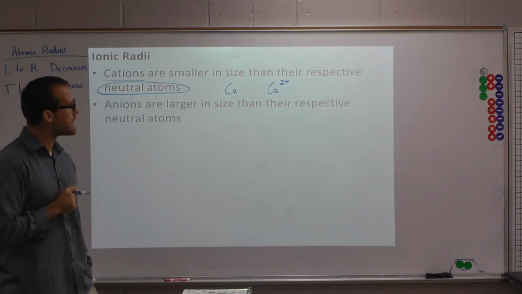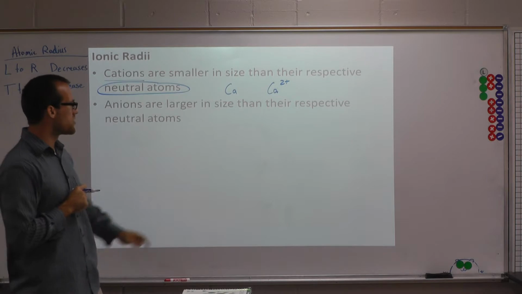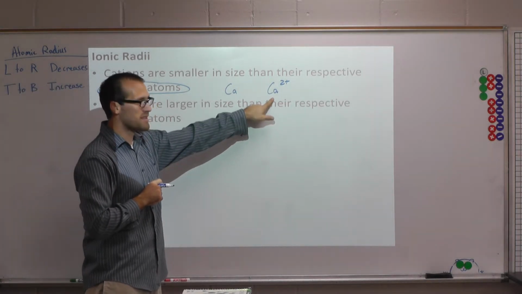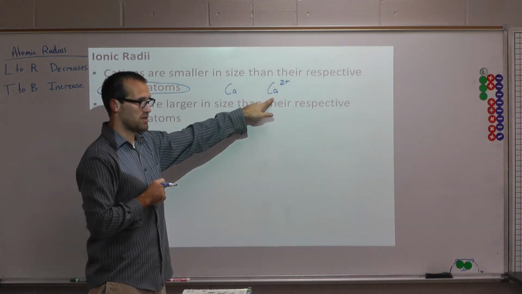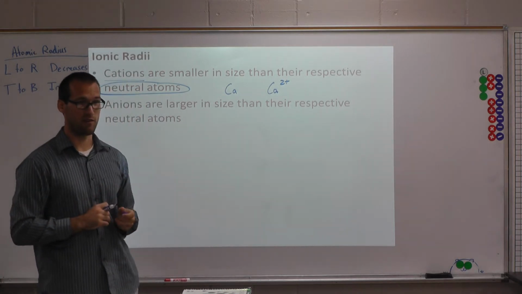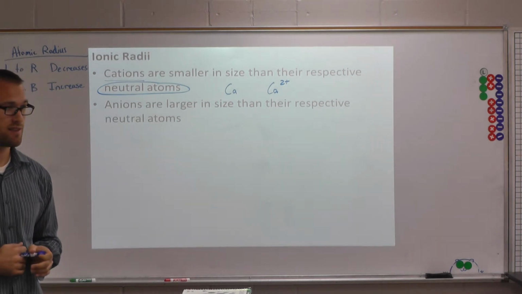What's the difference here? Well, the 2+ has 2 fewer electrons. They both have the same number of protons, correct? But this one has 2 fewer electrons. Wouldn't the protons in the nucleus be able to pull on the remaining electrons more than if you had the full amount of electrons? What would that do to the size? Make it smaller.